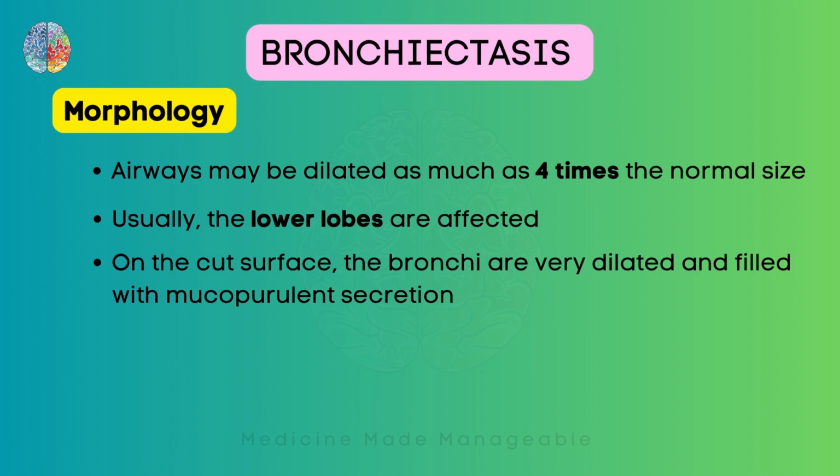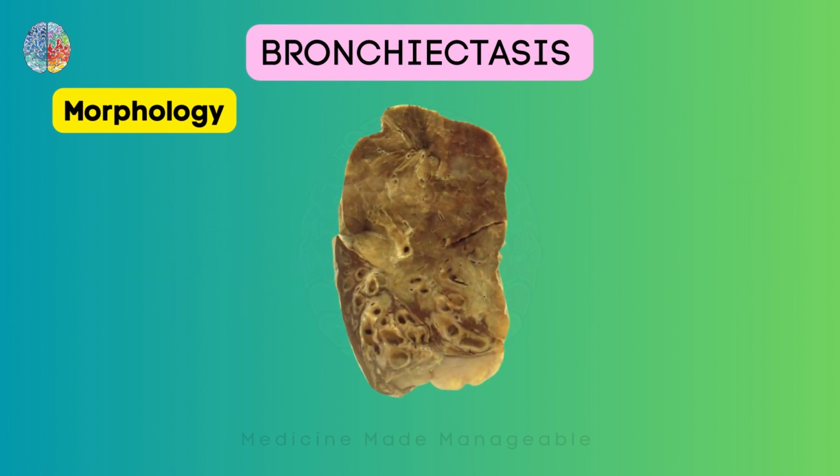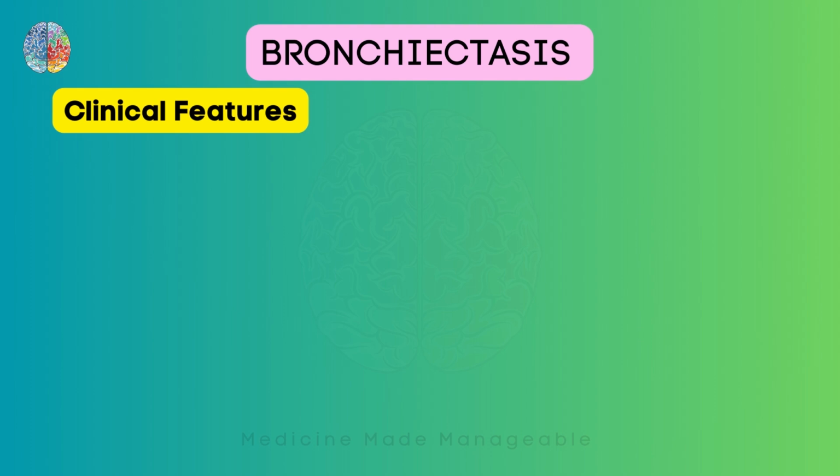On the cut surface, the bronchi may look very dilated and filled with mucopurulent secretion. So this is a cut section. In this photo, you can see that the bronchi are very dilated and also that the lower part of the lung is mainly affected. Now, what are the clinical features in this condition?